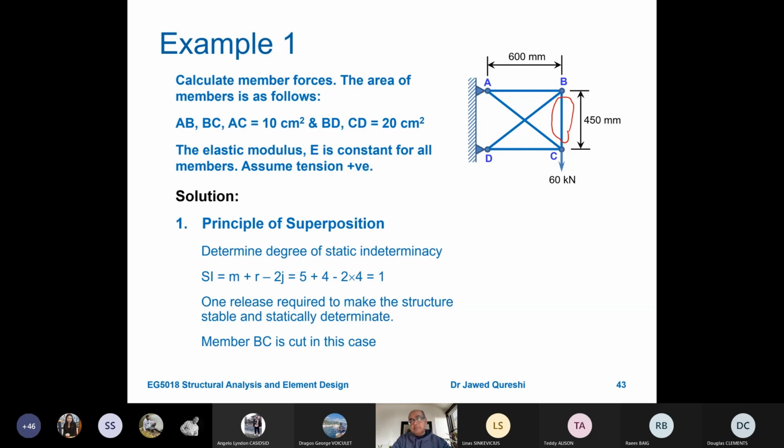System 0 means that imagine if this member was not there and then work out the member forces, because that is going to be a determinate structure and I can easily use the method of joints to work out member forces. And system 1 or virtual method would be the one when I apply a unit load at the point where I have removed the member. And then I will combine these two.